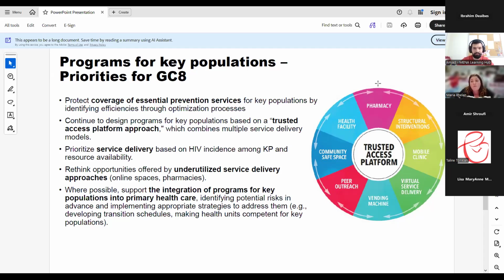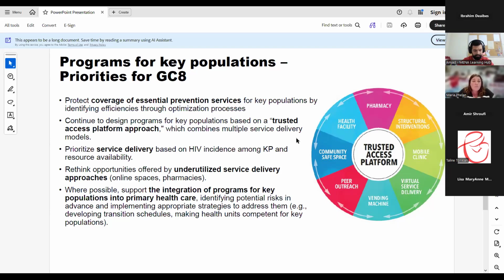And it may offer an opportunity to rethink underutilized service delivery approaches, for example, virtual approaches, which many communities are piloting or scaling. Perhaps there's opportunity to go further with those, with other populations, and where folks can access online services. Pharmacies, for example, or vending machines are other options that could be underutilized and may be suitable for some communities if they feel that this is a good way for them to access services.